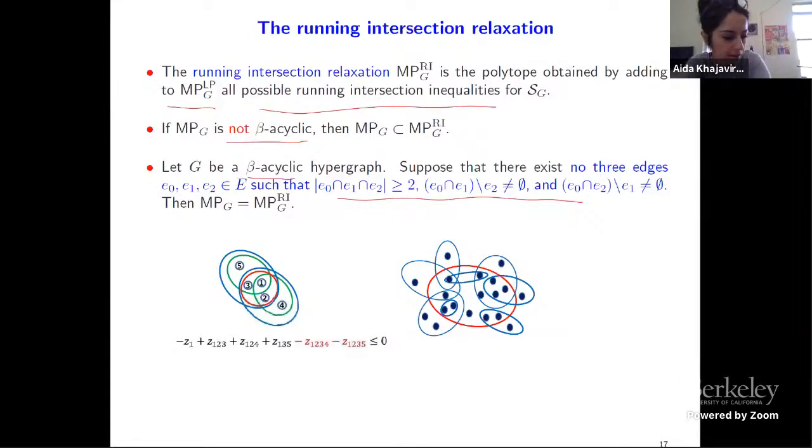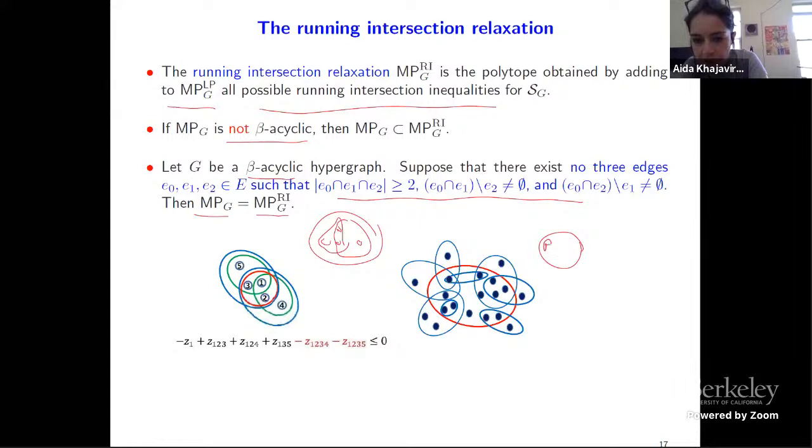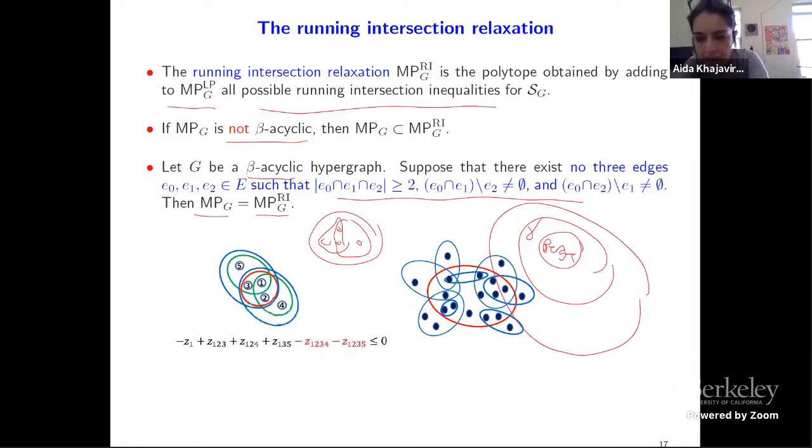it's easy to verify. It's something like you cannot have a structure that looks like these 3 edges that more or less look like this. If you don't have that substructure, then the running intersection relaxation is the multilinear polytope. So remember, there's the class of Berge acyclic, gamma acyclic, beta acyclic hypergraphs in increasing order of generality.